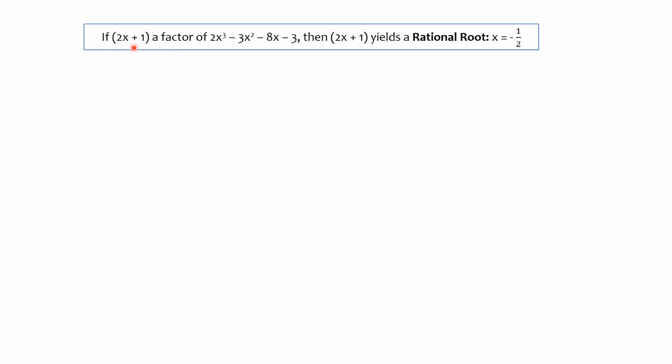If 2x plus 1 is a factor of this, and 2x plus 1 is going to give us a rational root, x equals negative 1/2. In our previous example, we had nice, easy linear factors, x plus 2, x plus 1, x minus 4. We didn't have a coefficient in front of the x value here. So how do we get these ones?